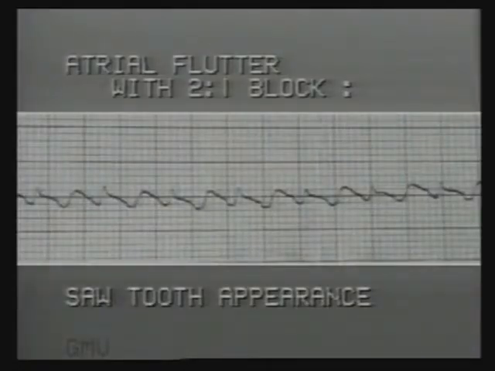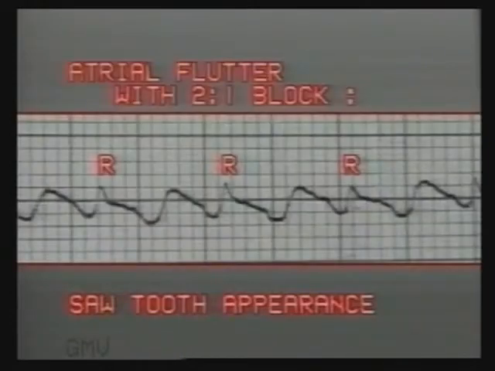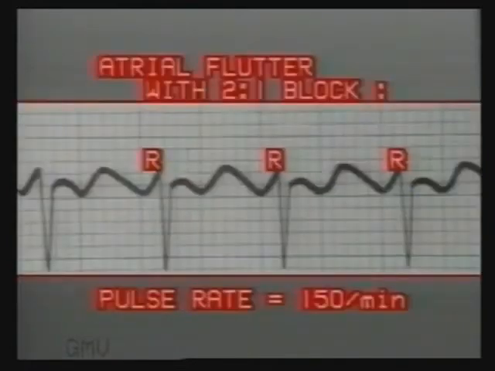Since the AV node is not tuned to conduct impulses so fast, atrial flutter is always accompanied by AV block, and the ventricular rate is much slower. Here the flutter rate is 300 per minute, and this ECG shows 2 to 1 block, so the ventricular rate is 150 per minute. Note that each F wave occupies one large square. This is again a 2 to 1 block.